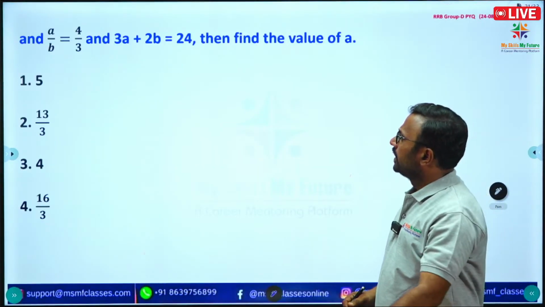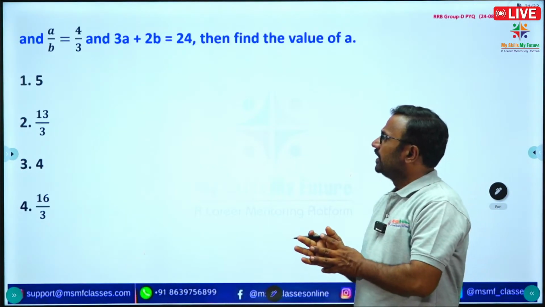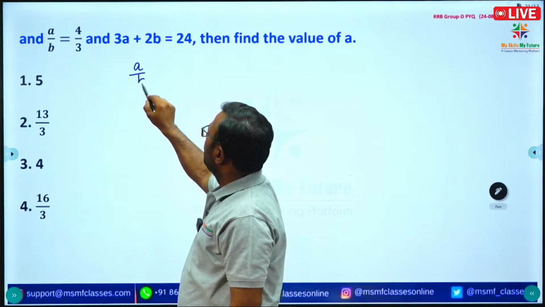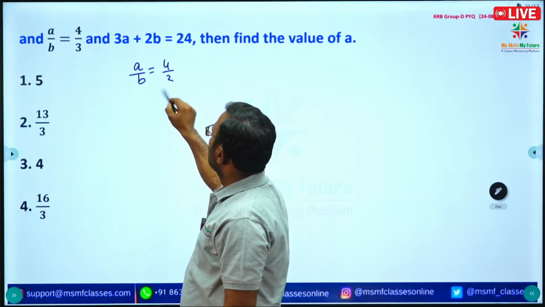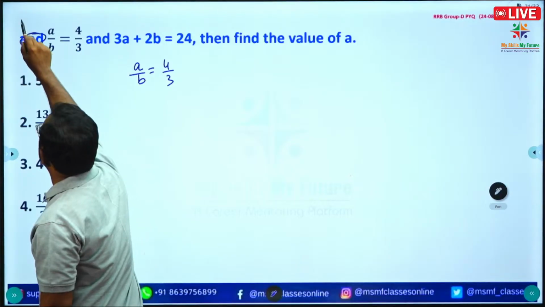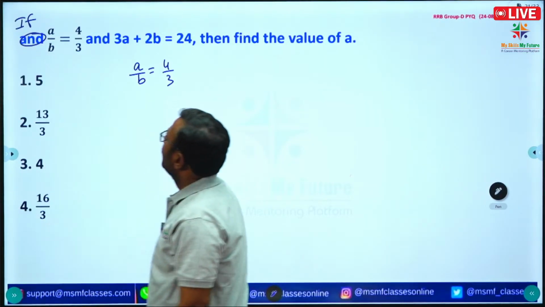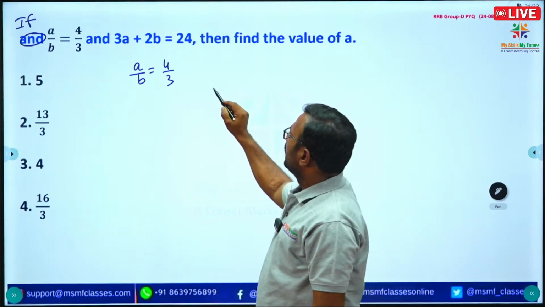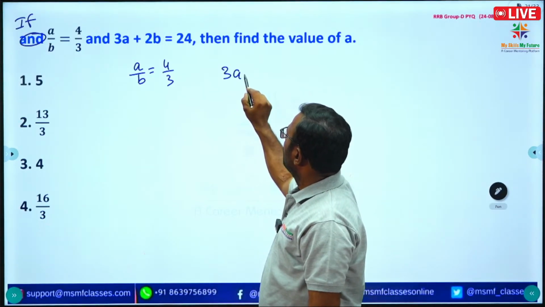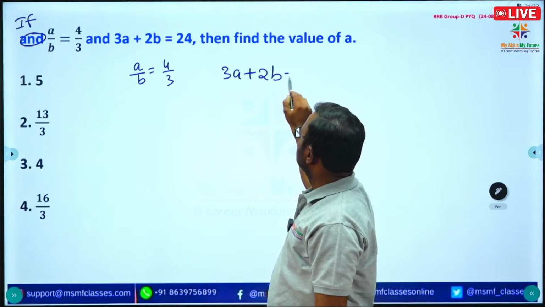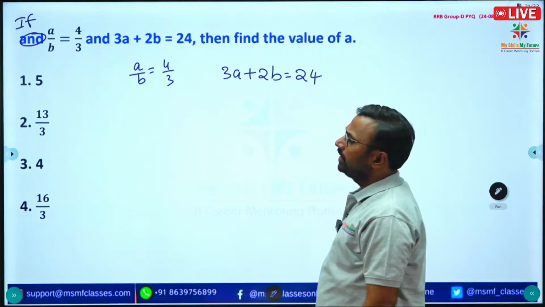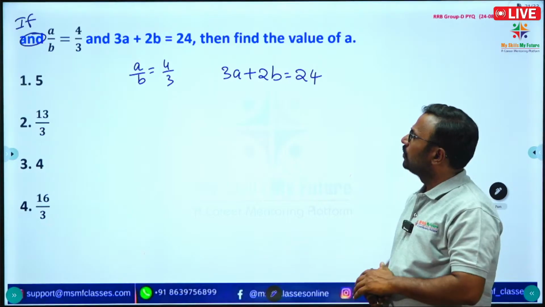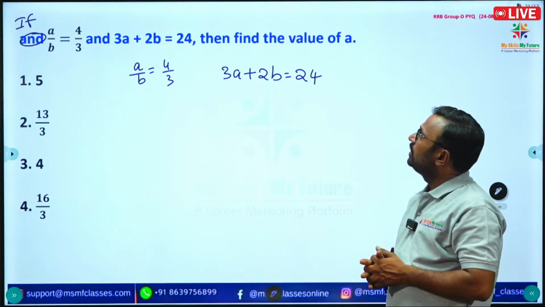See the question here. A by b is equal to 4 by 3. Here the printing mistake is there. If a by b is equal to 4 by 3 and 3a plus 2b is equal to 24, then find the value of a.